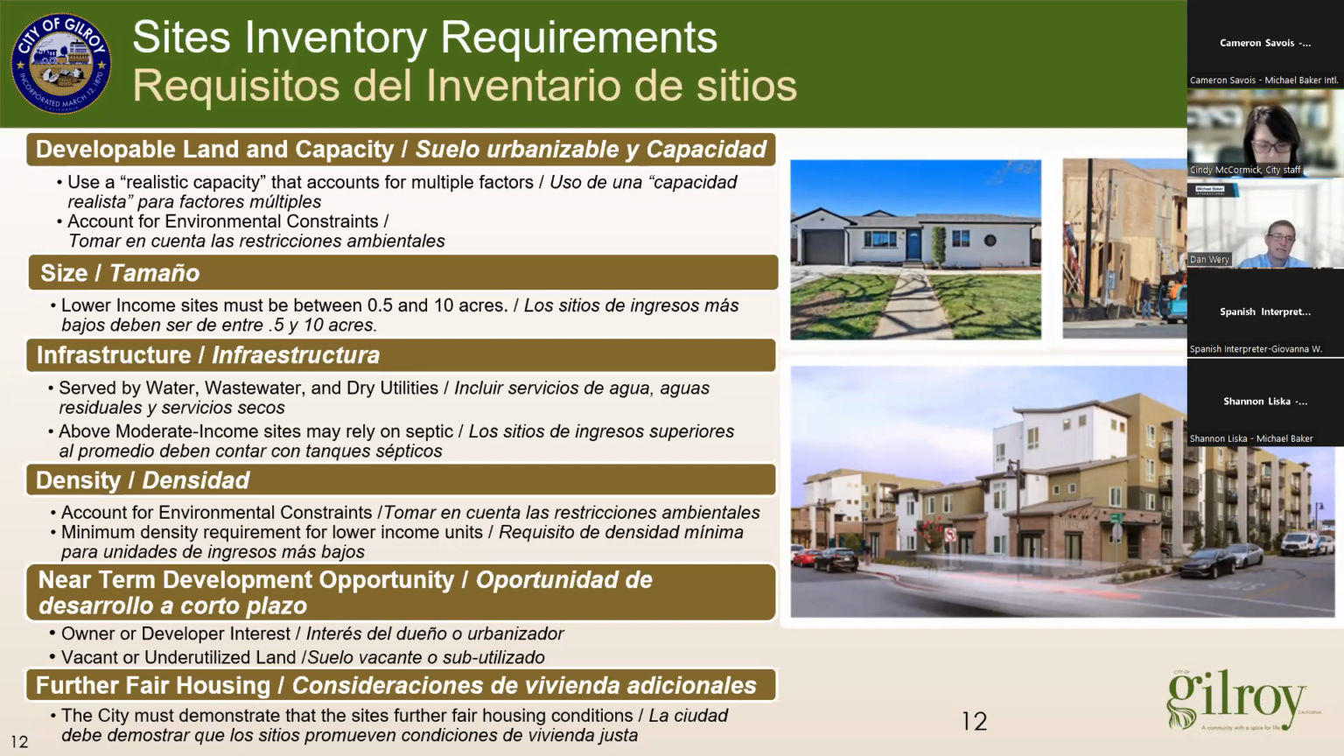And then last is this category, furthering fair housing. One of the requirements that we have as part of this housing element is to make sure that we remove any obstacles to people getting housing. We want fair access to housing, and we also want an even distribution of the best resources within the city.